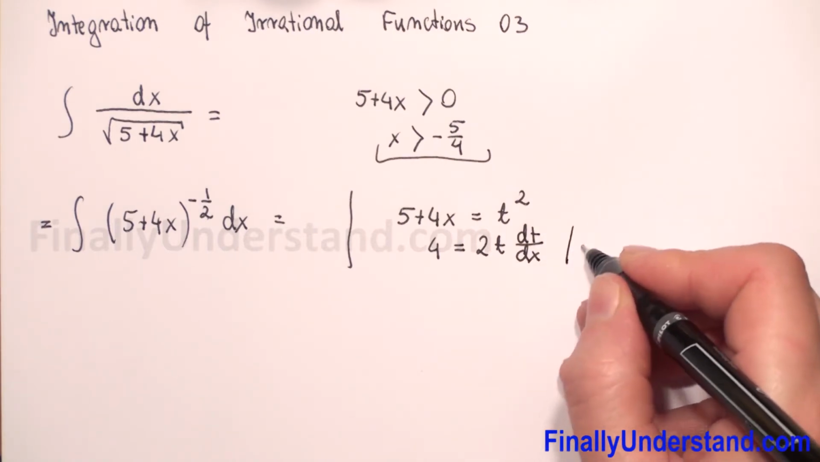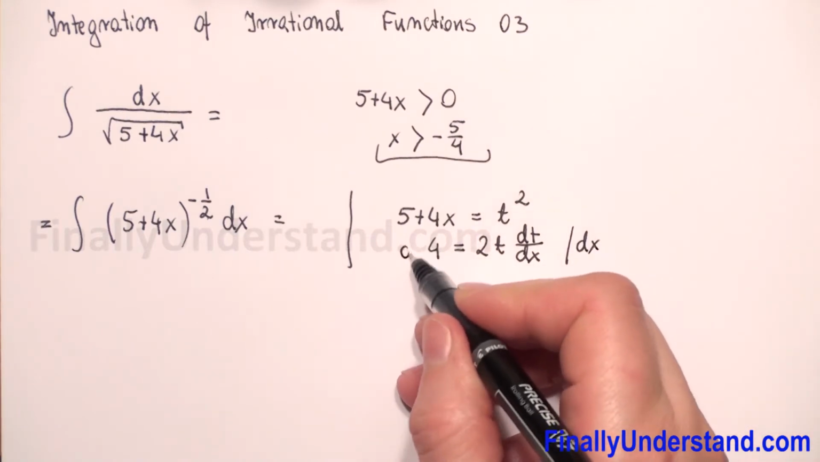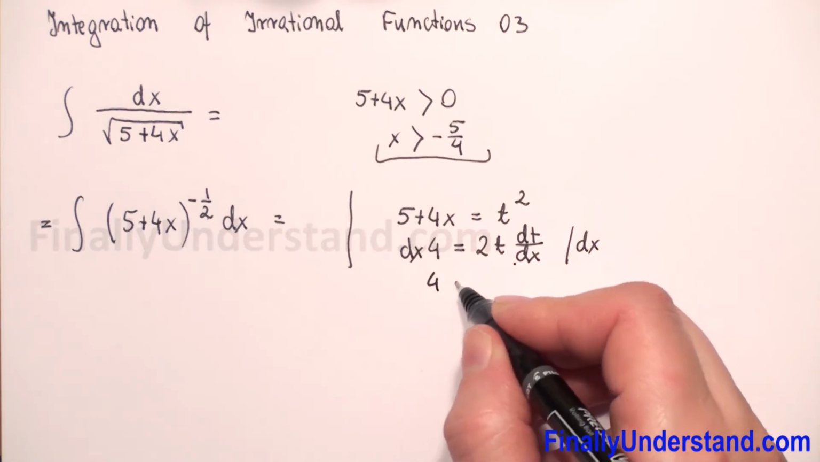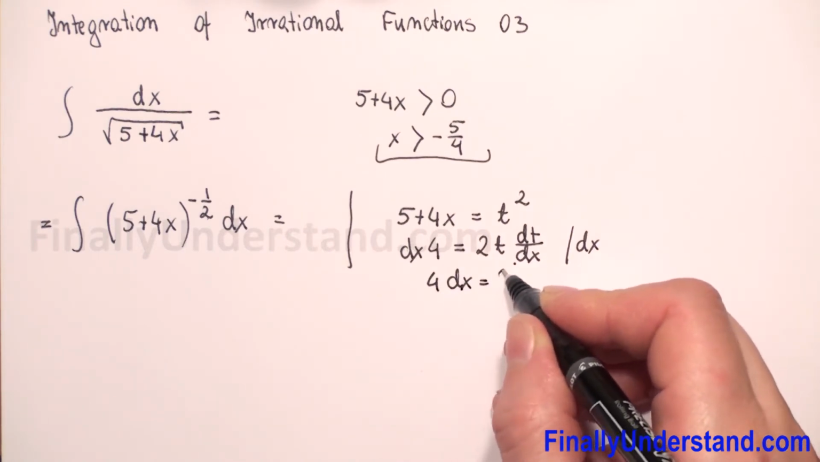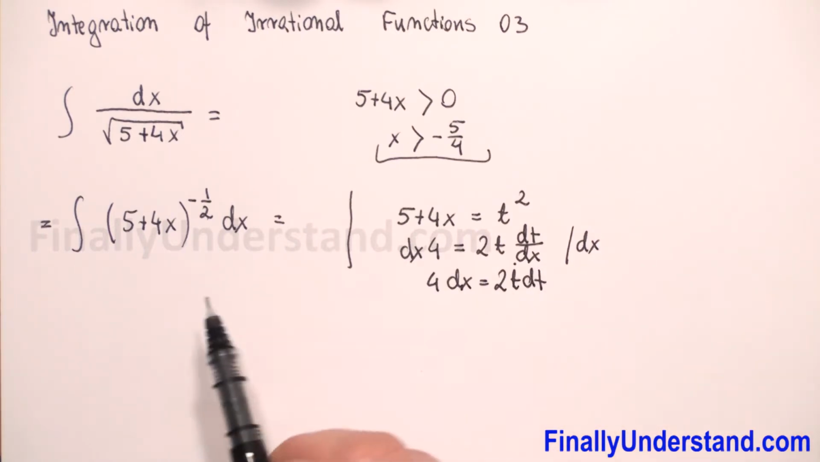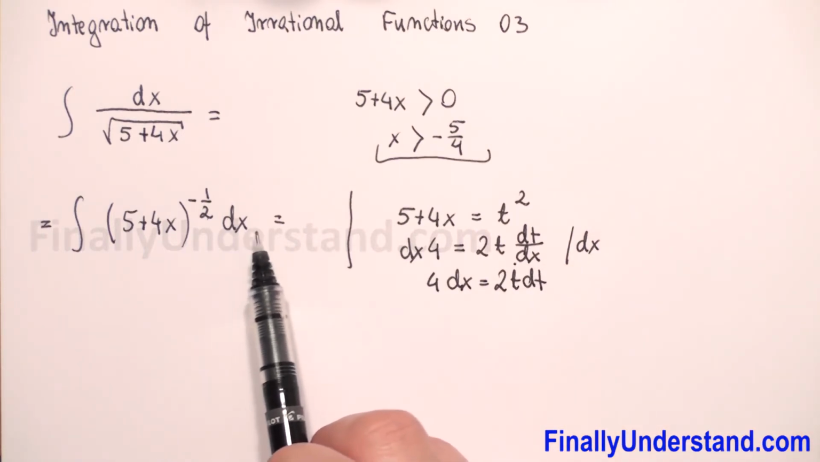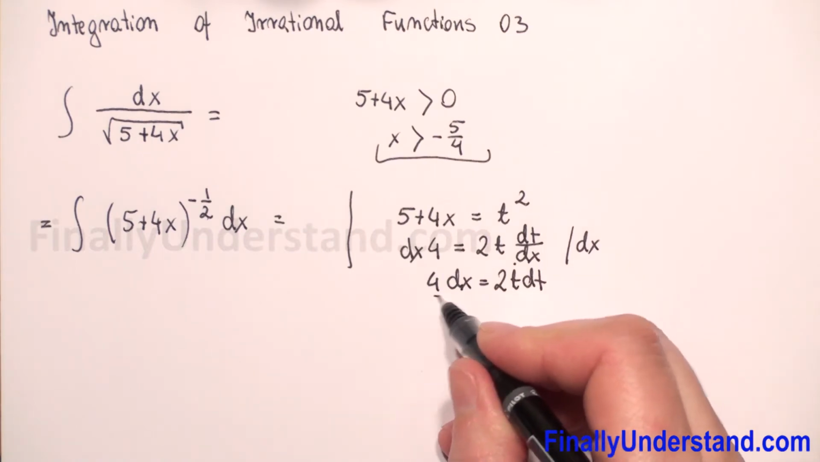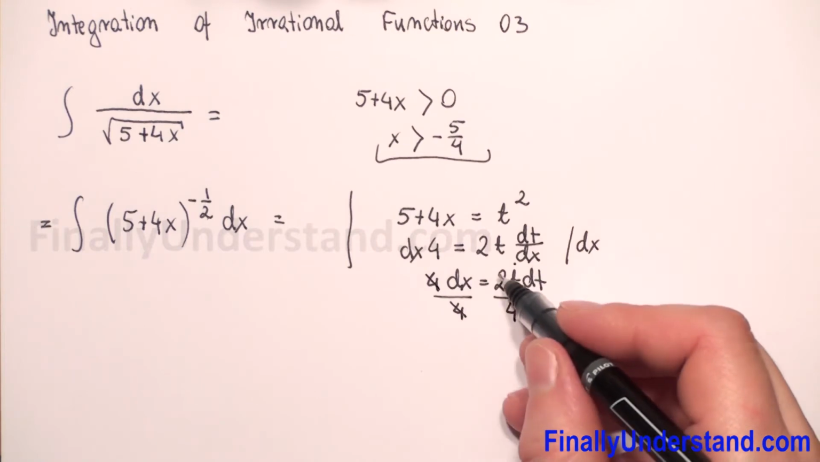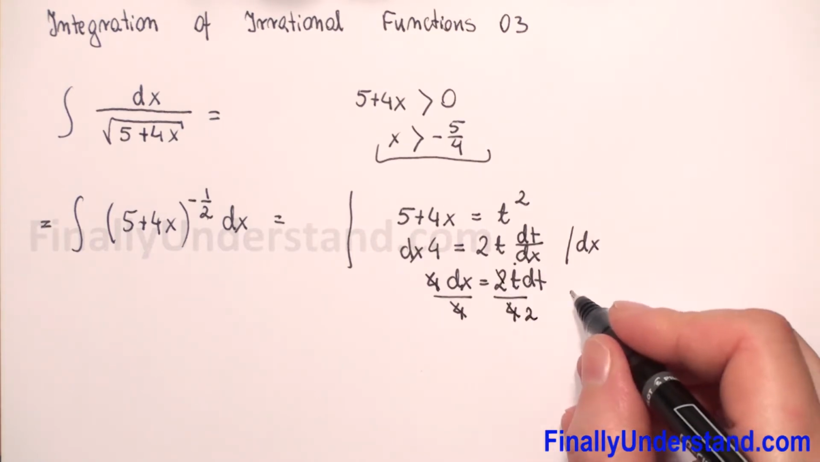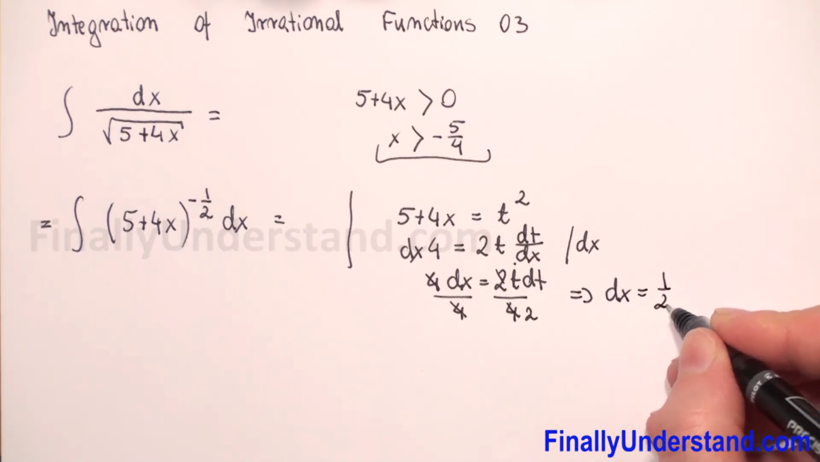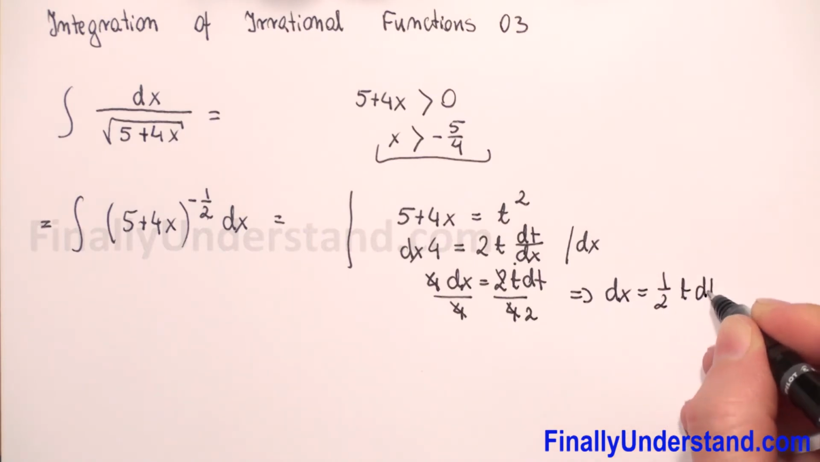Next, I will multiply both sides by dx to reduce the denominator. So we have that 4 dx is equal to t dt. Next, because we have only dx here, I will divide both sides by 4. 4 and 4 we can reduce, and 2 with 4 will be 2. And we have that dx is equal to 1/2 t dt.